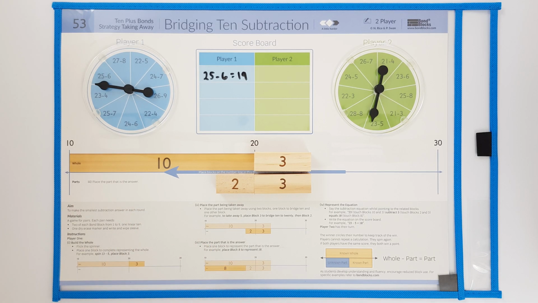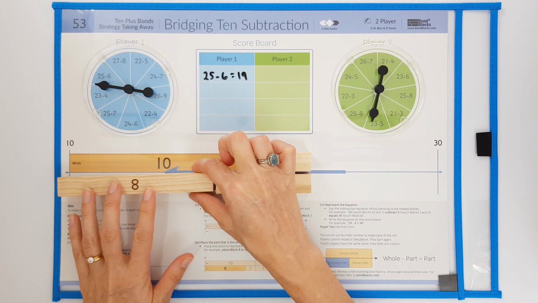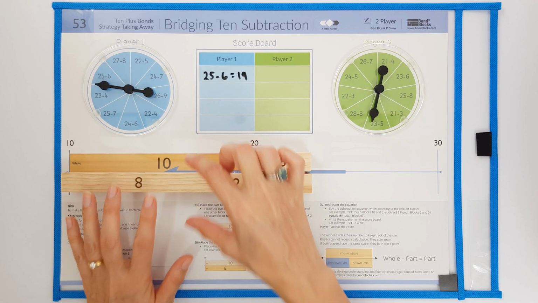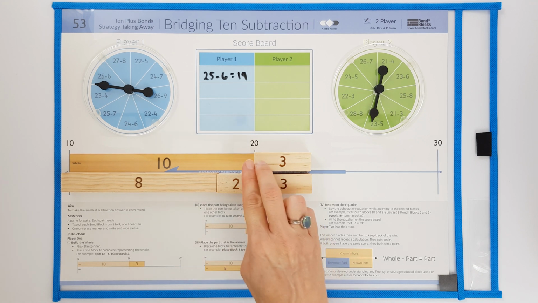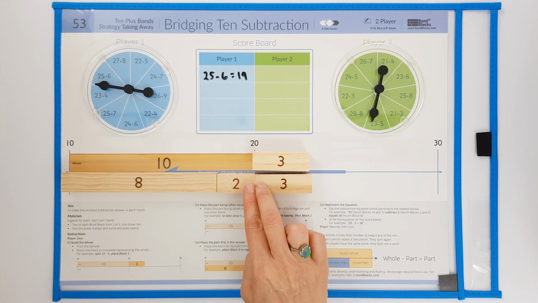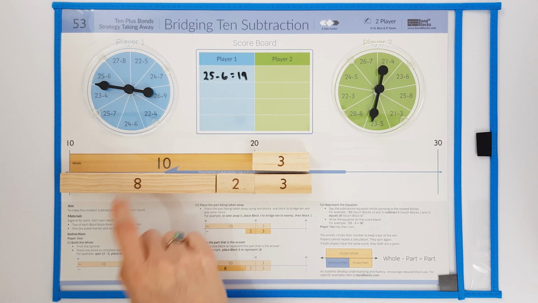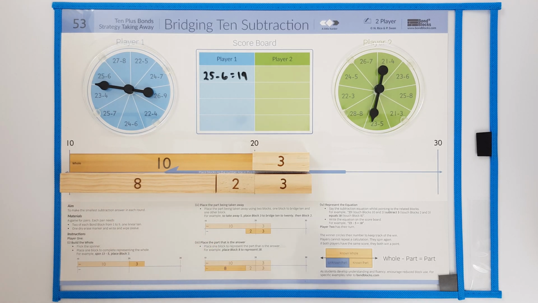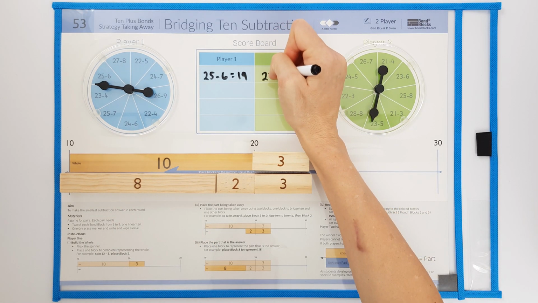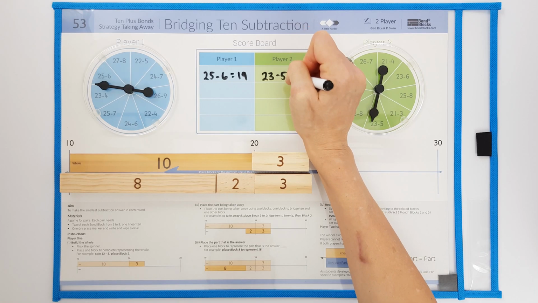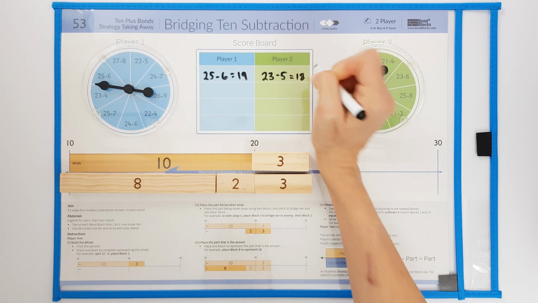They then represent their answer by placing the 8 block, and they say 23 subtract 5 equals 18 and record this.